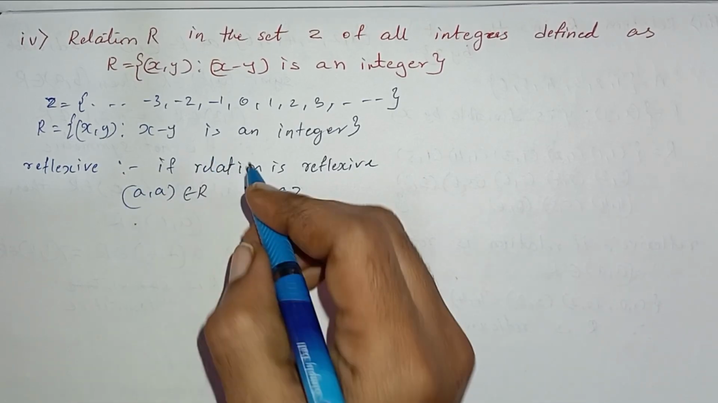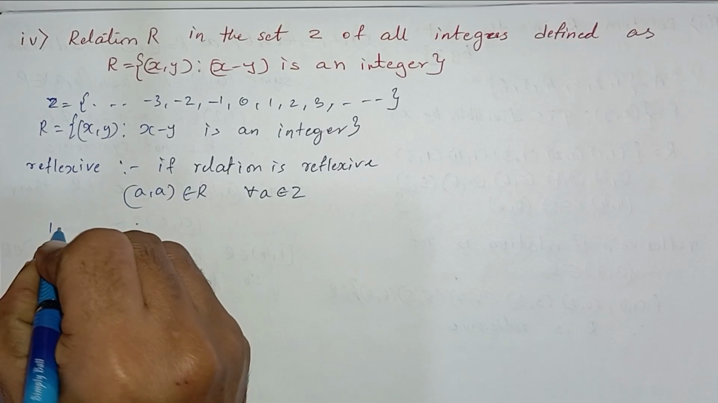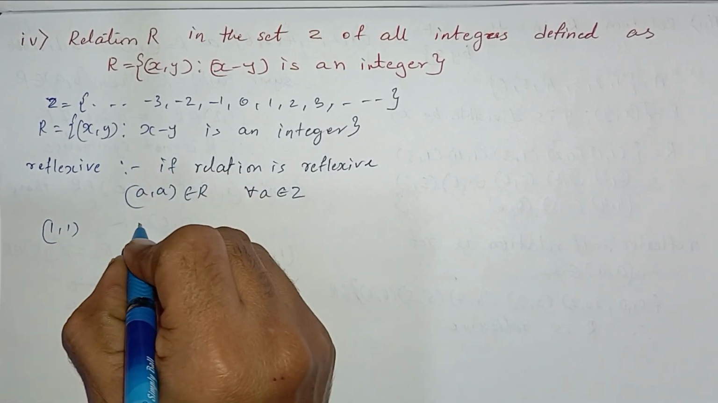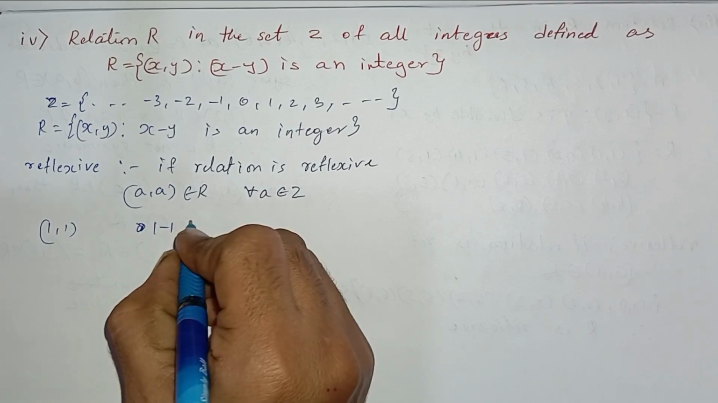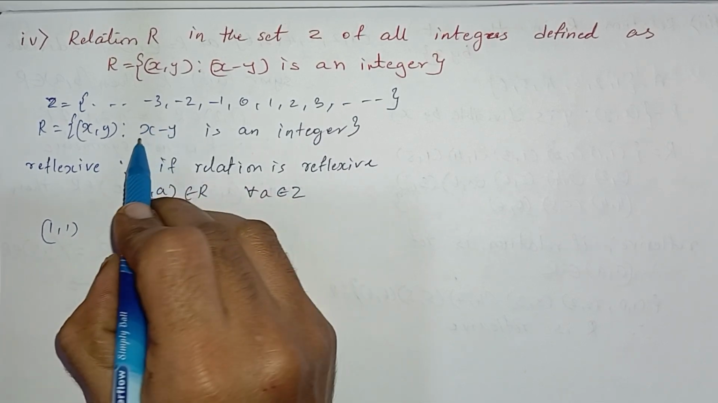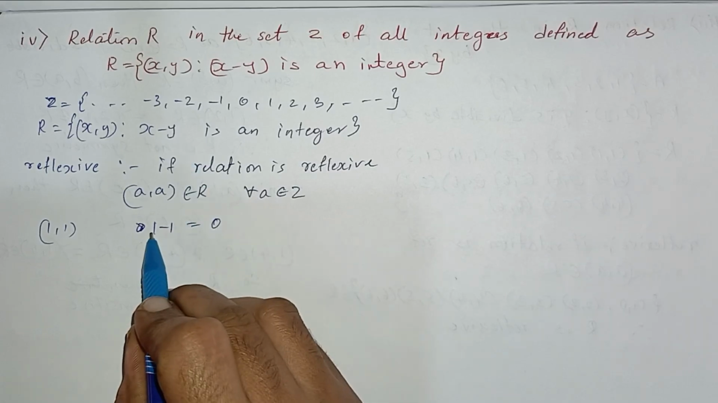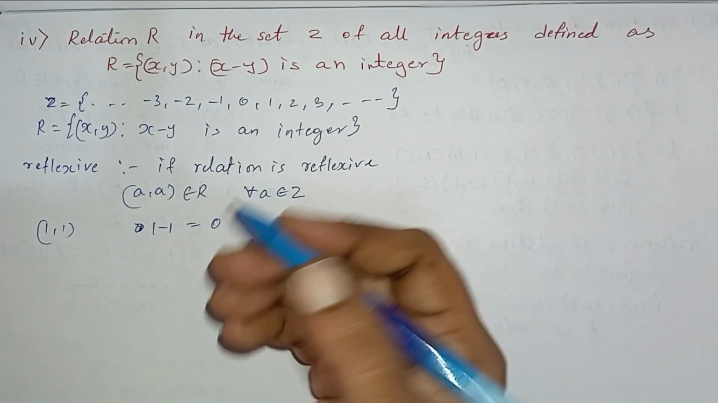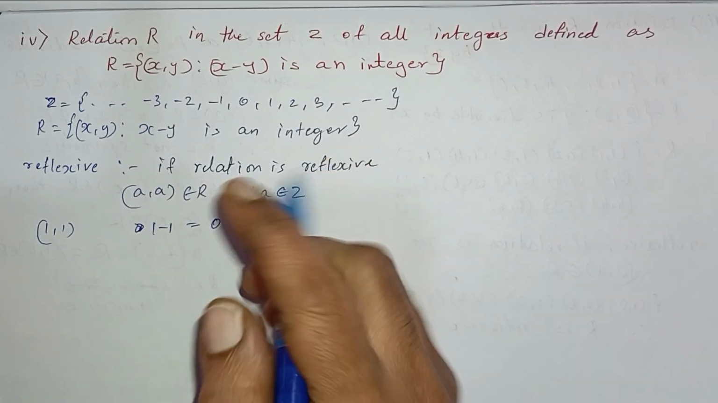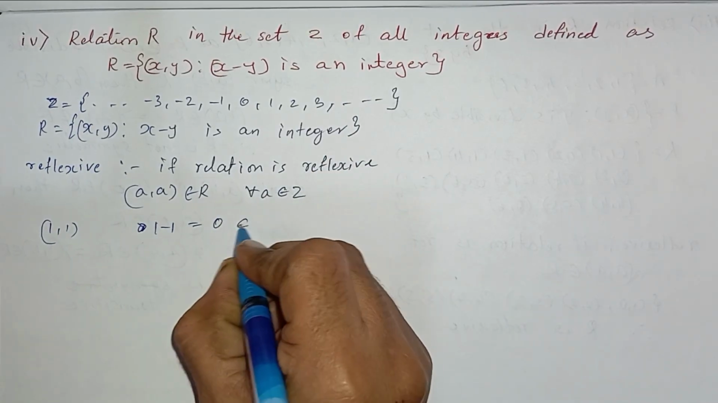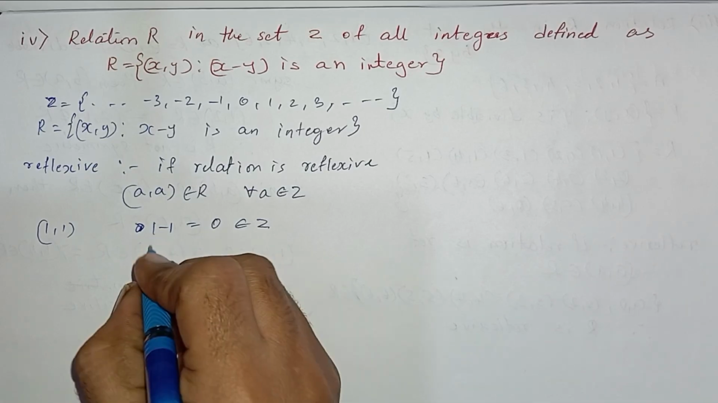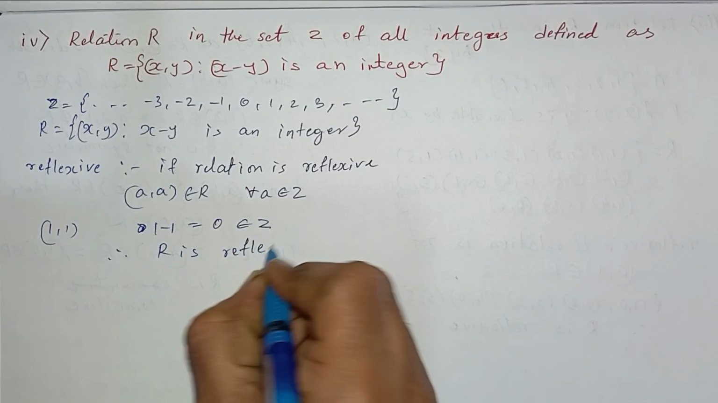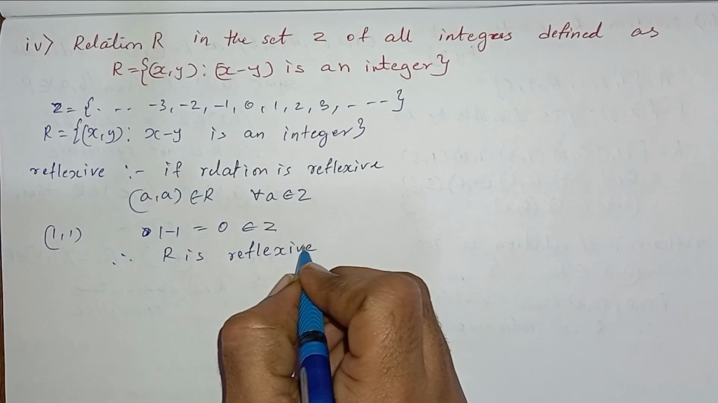So we know that any number subtracted from itself, for example if we take (1, 1), 1 minus 1 is nothing but 0. So we have x minus y, where x is 1 and y is 1, which is obviously 0. Any number you take, a number which subtracts by itself is 0. So this is an integer, where 0 belongs to the integers. Therefore R is reflexive. So here we proved that R is reflexive.